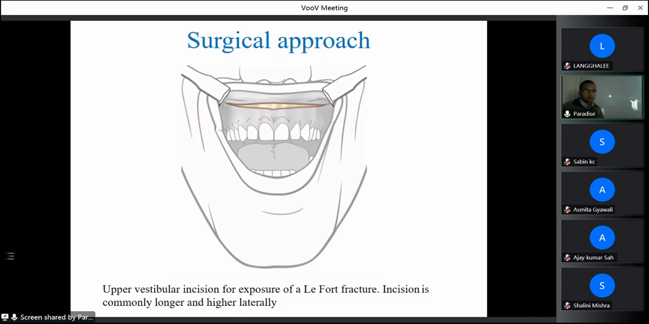Vestibular incision is given about 4 to 6 mm above the mucogingival junction, and the mucoperiosteal flap is raised. Once the mucoperiosteal flap is raised, you have to explore the nasomaxillary buttress.